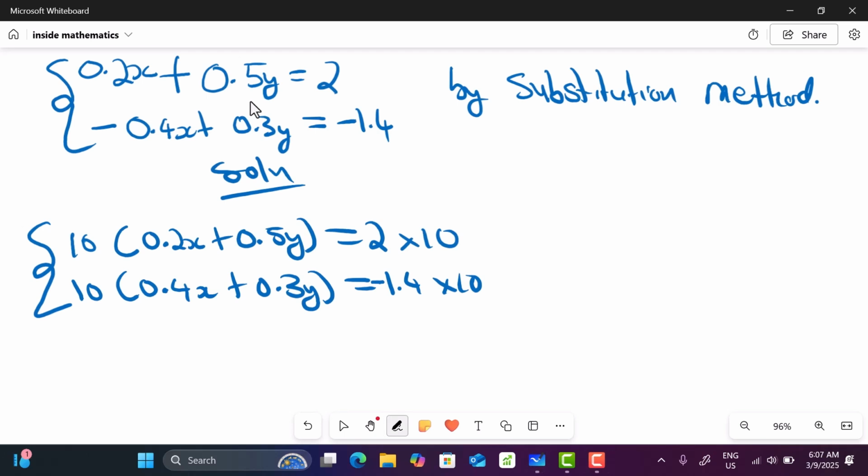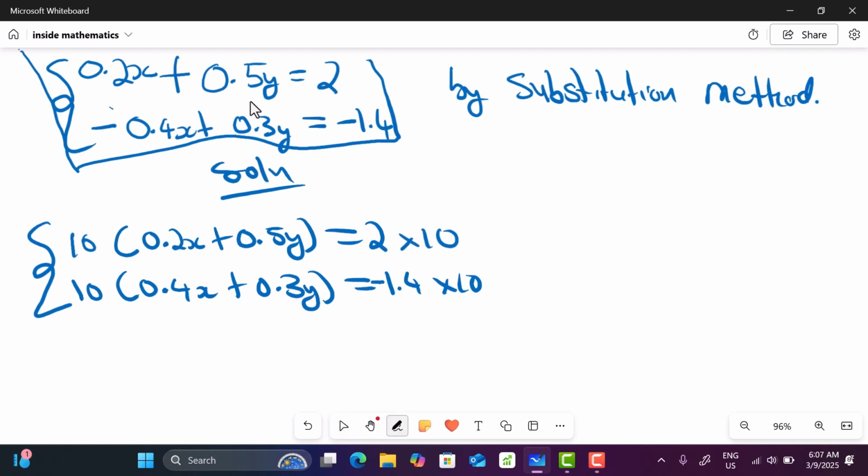In this question, we're going to talk about the substitution method with decimal places. As you can see in this simultaneous equation, there are decimal places. When you are dealing with simultaneous equations with decimal places and you want to solve by substitution, you only multiply by 10, by 100 or by 1,000, like what I've done here.